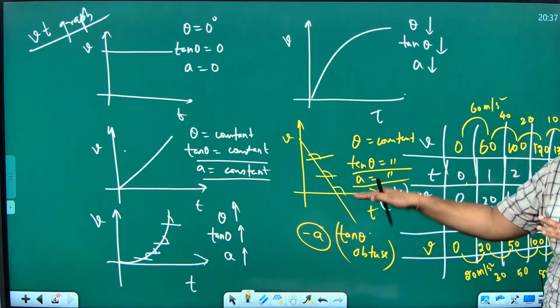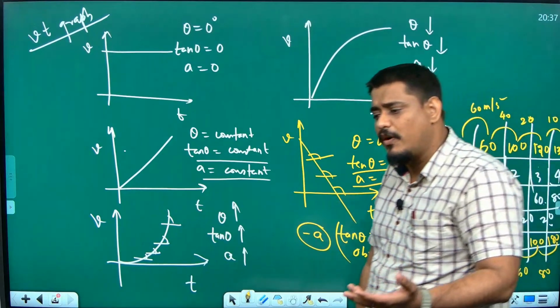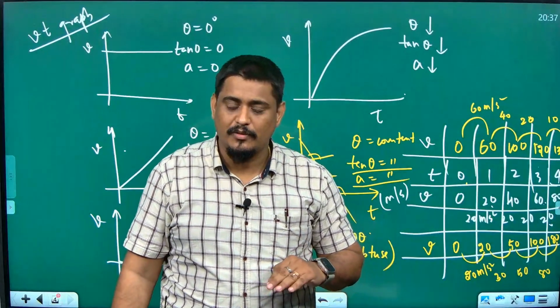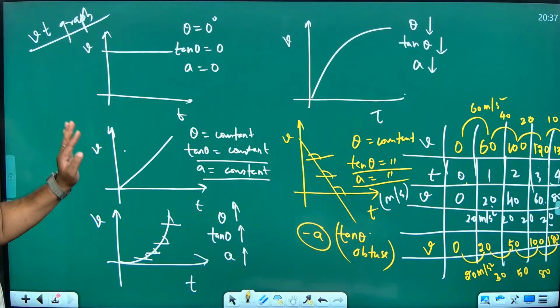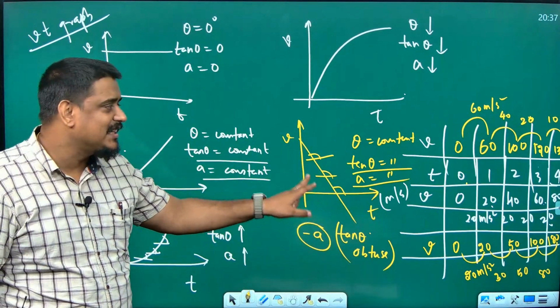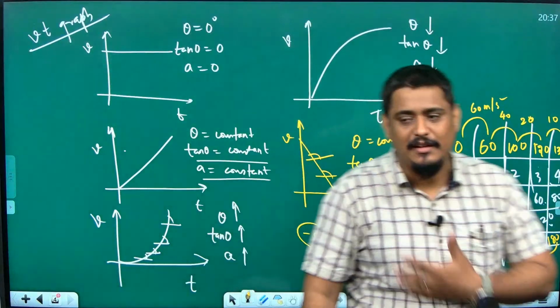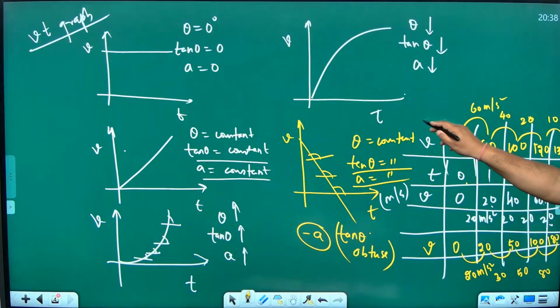So negative acceleration means what? Retardation. Retardation means what? Velocity should reduce. So difference is, in this case, velocity is increasing. In this case, velocity is reducing. If you ask me for an example, for everything I have given an example, for this also I will give an example.